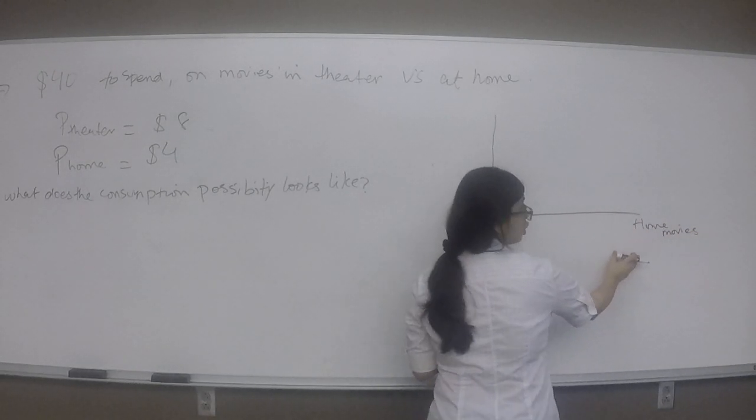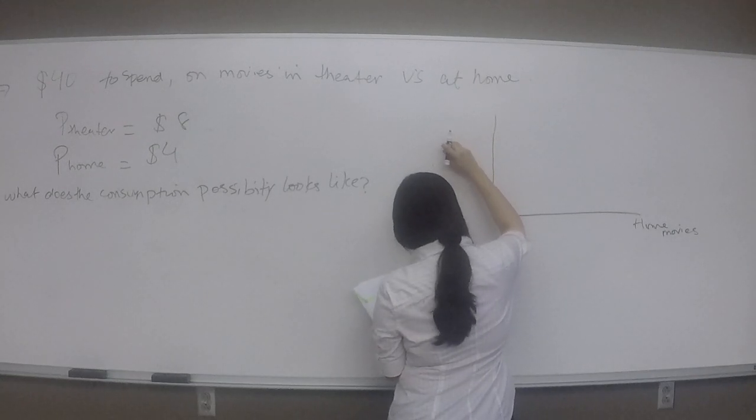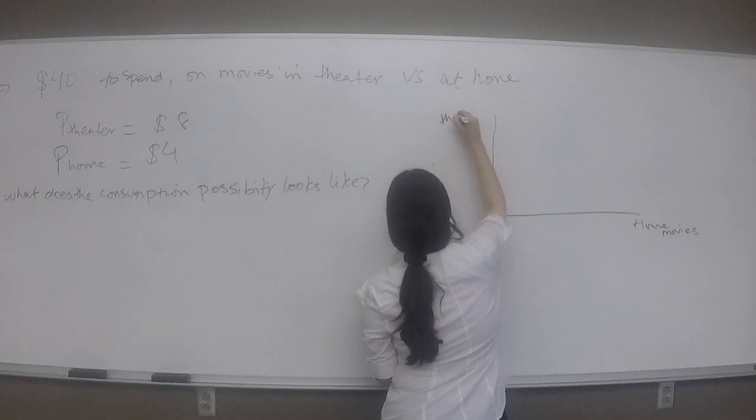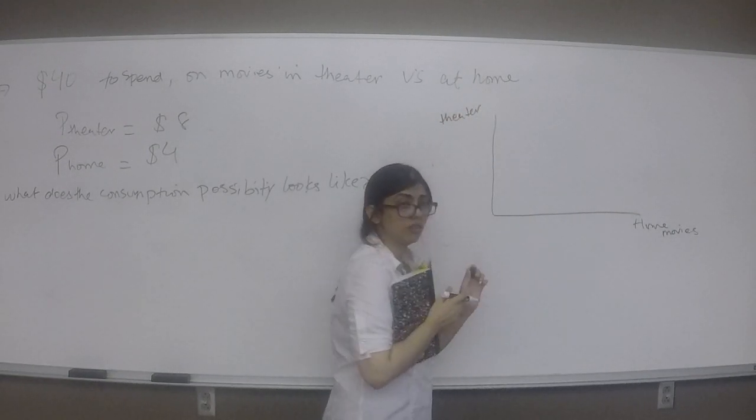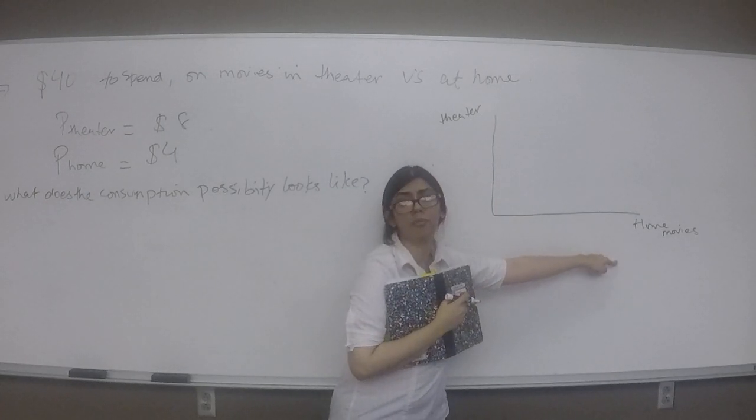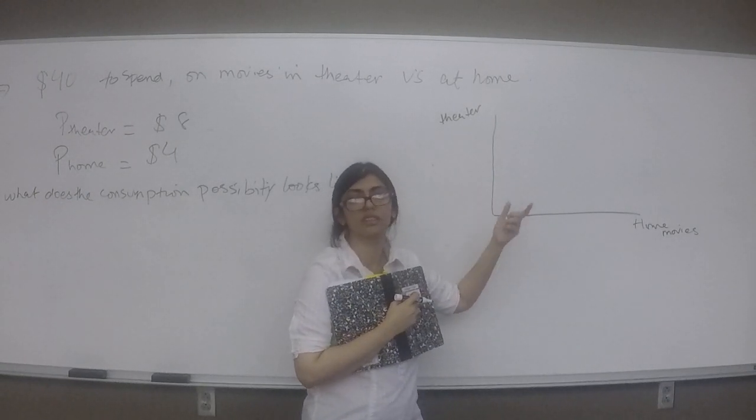So on one axis we have home movies, and on the y-axis we can have theater. Now, this is arbitrary. I could have put theater here or home movies here, it doesn't matter.